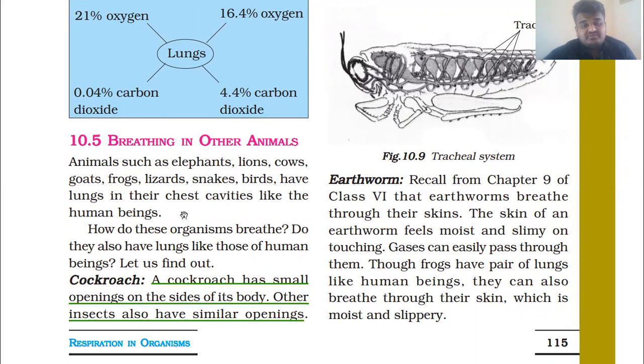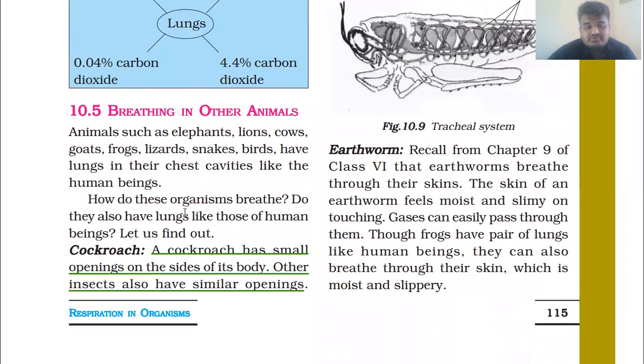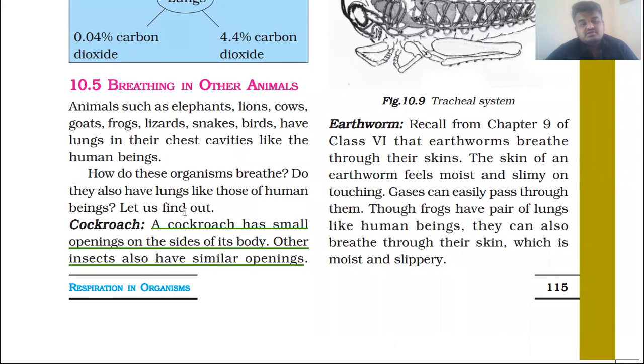Animals such as elephants, lions, cows, goats, frogs, lizards, snakes, birds have lungs in their chest cavities like human beings. So how do other organisms breathe? Have you ever thought about it? It's also a natural process. Do they also have lungs like those of human beings? Let us find out. First of all, you are given the example of a cockroach.